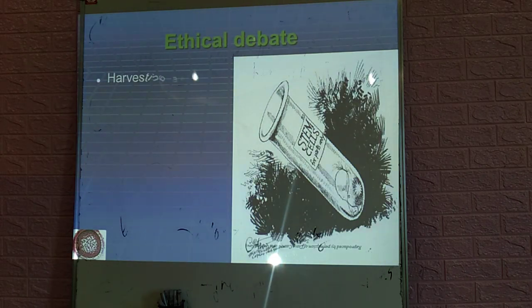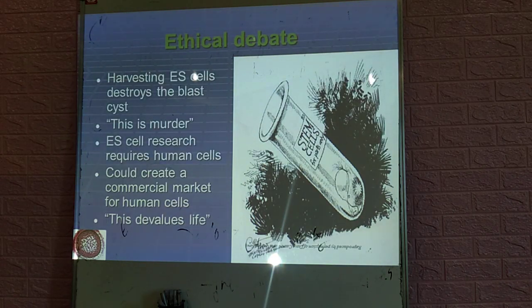Next one, ethical debate. You already know this one. Guys, harvesting embryonic stem cells destroys the blastocyst. This is considered murder if you are to remember. Guys, embryonic stem cell research requires human cells, and this could create a commercial market for human cells that will be focused only on getting money or remuneration rather than maintaining life.